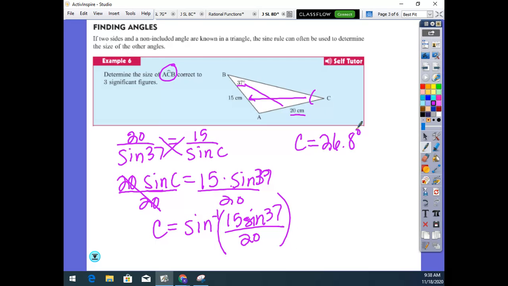Now, one little thing, we can see that 15 is less than 20. That means angle C should be less than angle B. Since angle B is 37, it makes sense that angle C is 26.8. So sometimes making sure that your answer makes sense is helpful. But like I said on the last one, kind of mess with your calculator until you're comfortable with the method to get the correct answer.